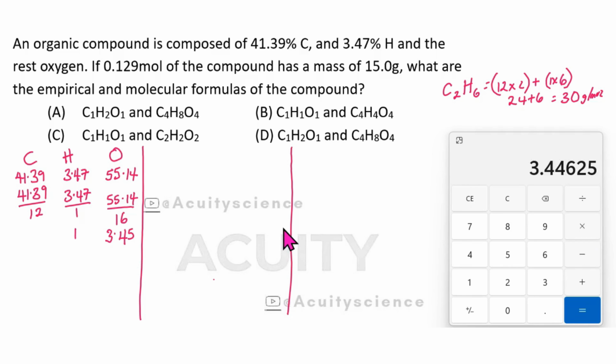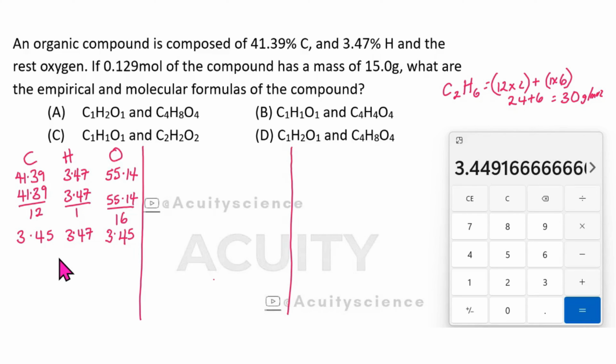Okay, now let's go ahead and divide 41.39 by 12. We get 3.449. That's about 3.45. Okay, I actually meant 3.47. Sorry about that.